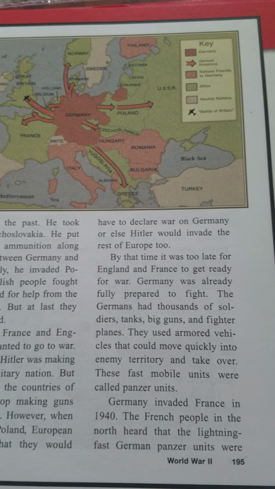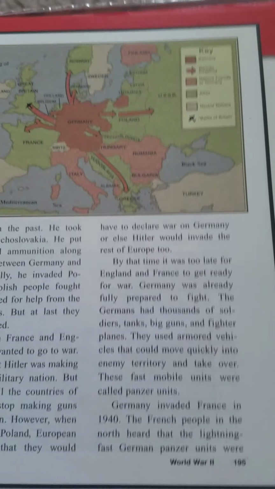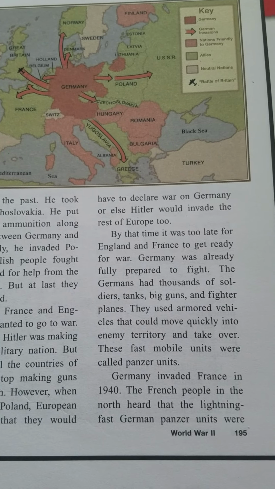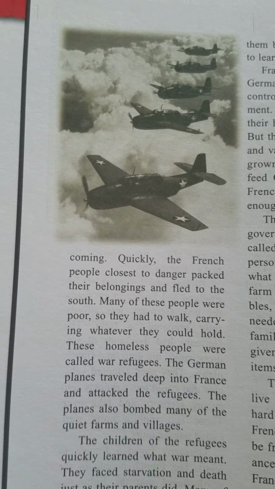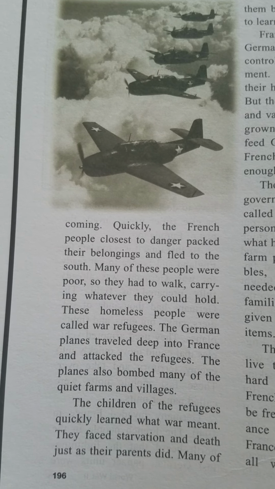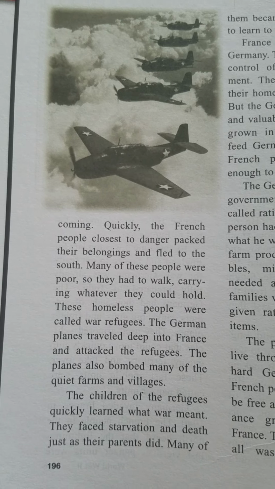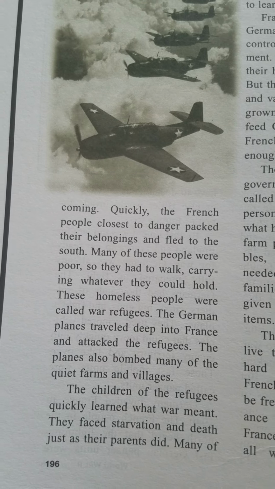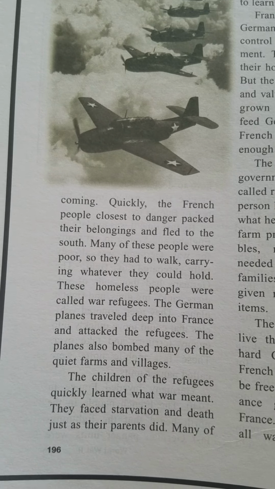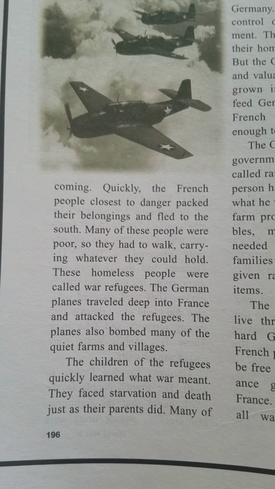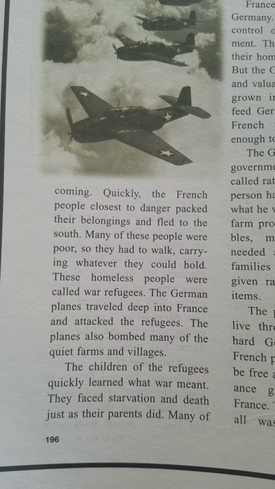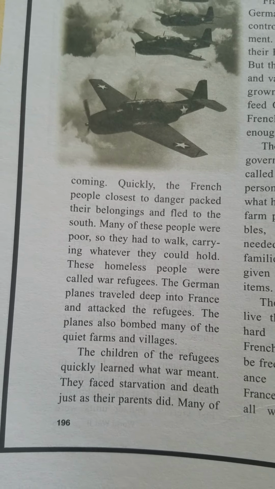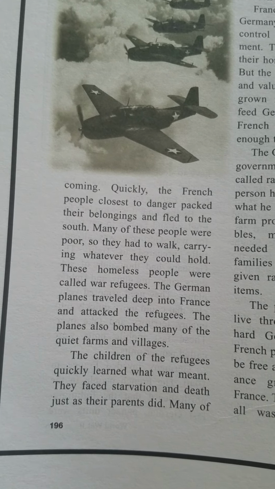The French people in the north heard that the lightning-fast German panzer units were coming. Quickly, the French people closest to danger packed their belongings and fled to the south. Many of these people were poor, so they had to walk carrying whatever they could hold. These homeless people were called war refugees. The German planes traveled deep into France and attacked the refugees. The planes also bombed many of the quiet farms and villages.